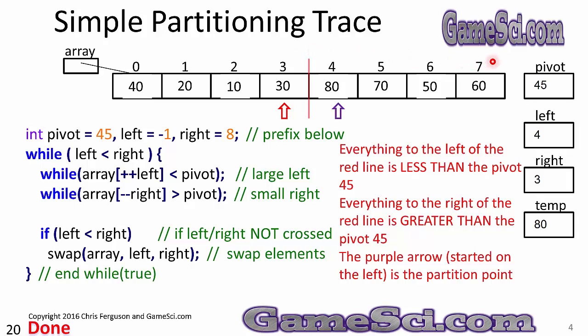Everything to the right of the red line is greater than 45. The purple arrow, which started on the left, is what we call the partition point. We are very certain that if you are on the left of this arrow, you are less than the pivot. And if you are at this arrow or on the right, you are greater than the pivot. That's a partition. Small numbers to the left, large numbers to the right.